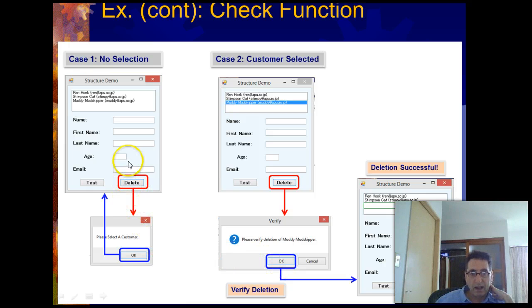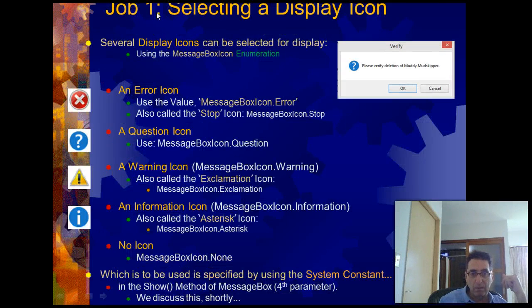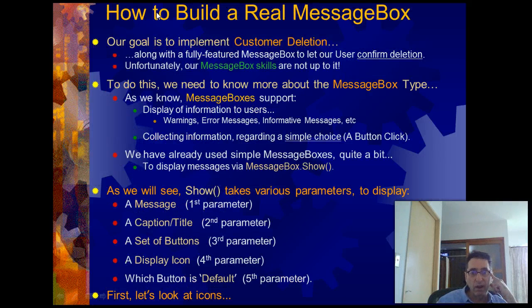They click on delete, and if no customer is selected, then we want to say, please select a customer, and then they click OK. Or if they actually have selected a customer, then we want to say, do you really want to delete this customer? And we'll actually say the name of the person that's being deleted. Then if they click OK, according to the other code that we just discussed, we'll delete it from here and delete it from the array list as well. All right, so next video, we'll come back here and talk about how to build a real message box.